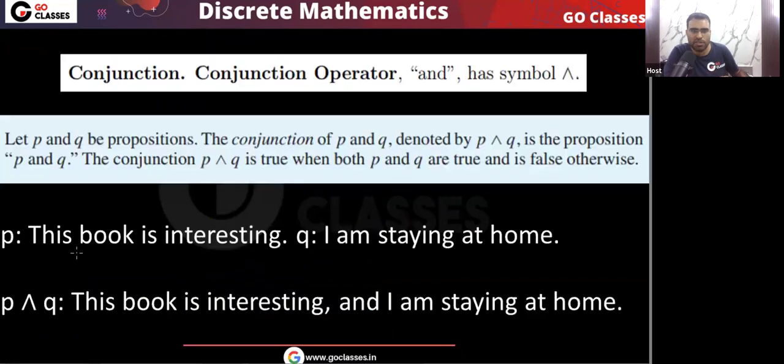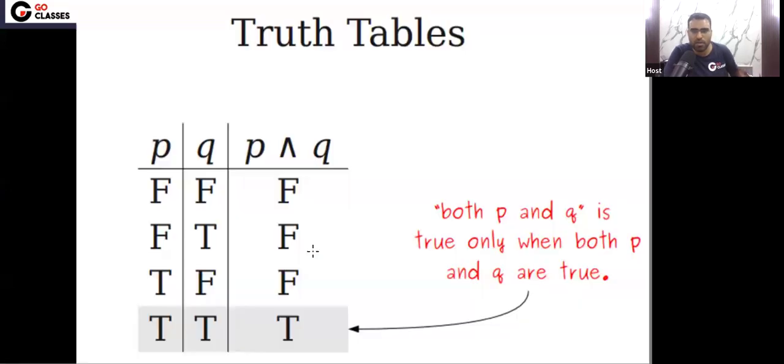So we have seen, for example, if this is your statement P, this is your statement Q, then what is P and Q? That is very simple. How to read this in English? We read this as P and Q. This symbol means and. So I can say it will be P and Q: this book is interesting and I'm staying at home. So this is the truth table. You can easily see, this is the truth table of P and Q. Okay, let's move on now.